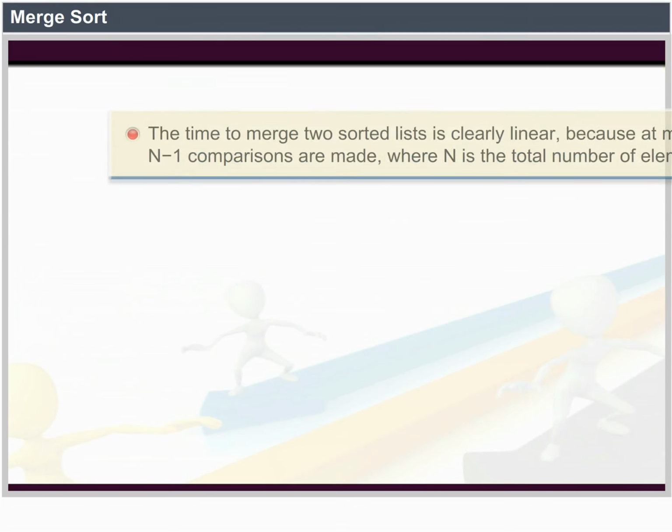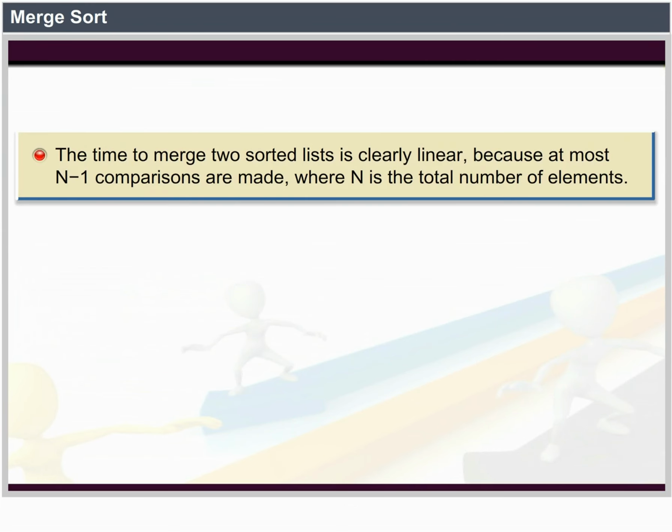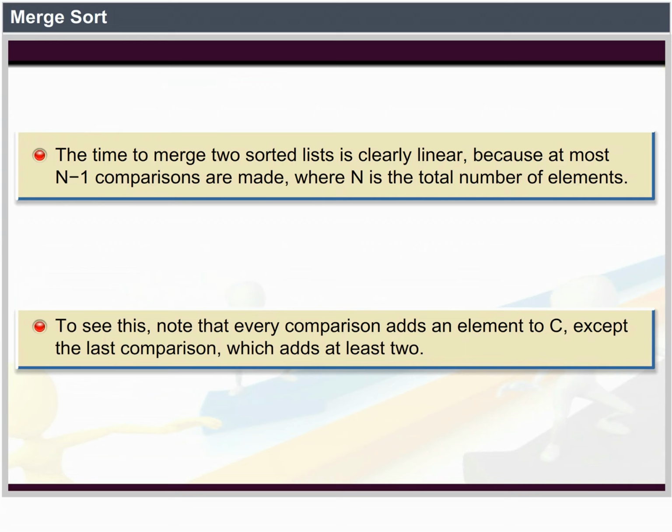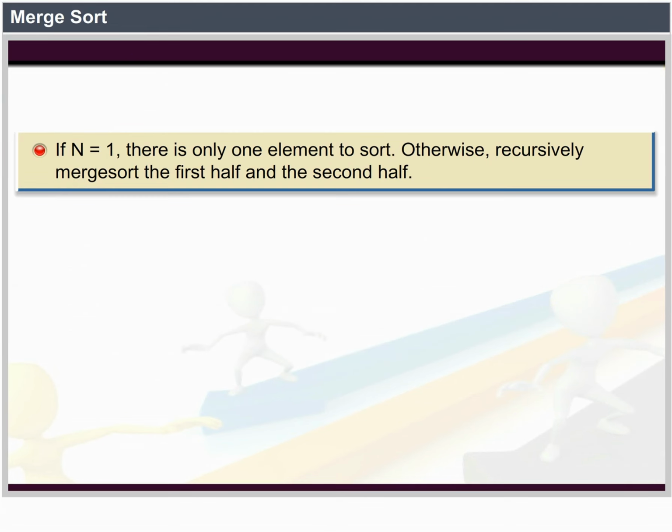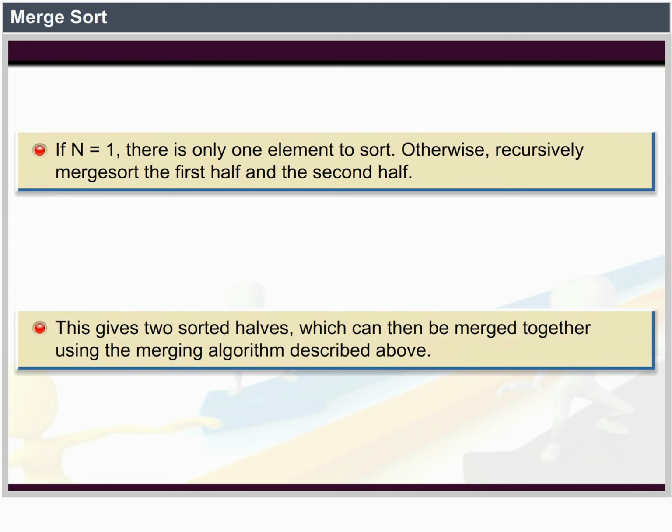The time to merge two sorted lists is clearly linear because at most n−1 comparisons are made, where n is the total number of elements. To see this, note that every comparison adds an element to C except the last comparison, which adds at least 2. If n equals 1, there is only one element to sort; otherwise, recursively merge sort the first half and the second half. This gives two sorted halves, which can then be merged together using the merging algorithm described above.